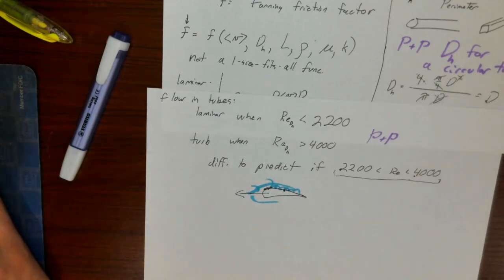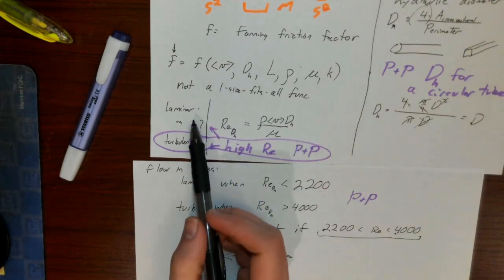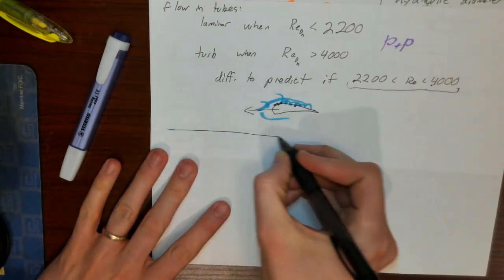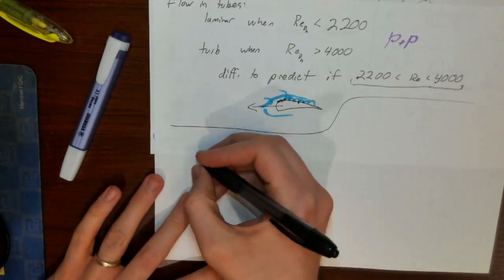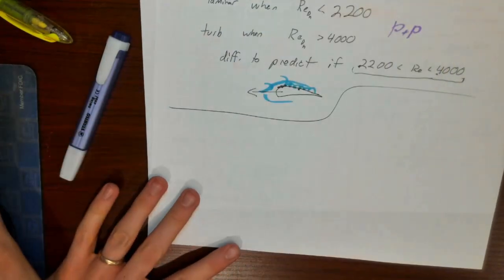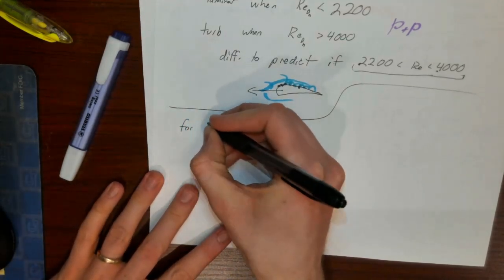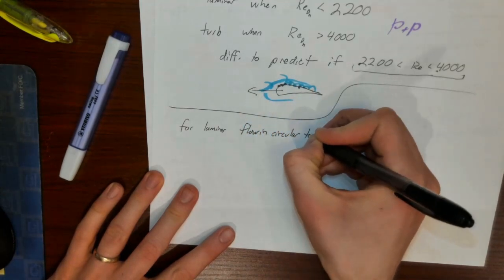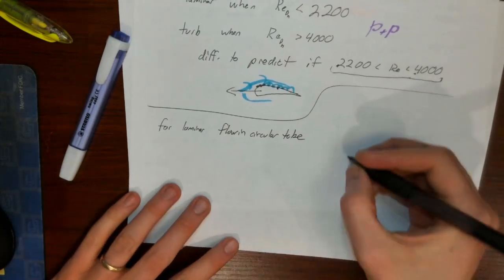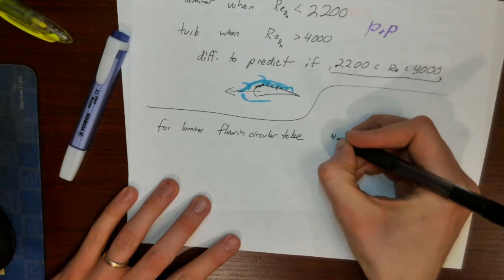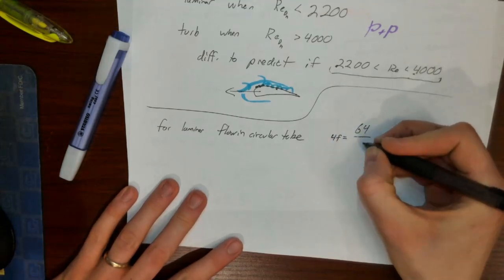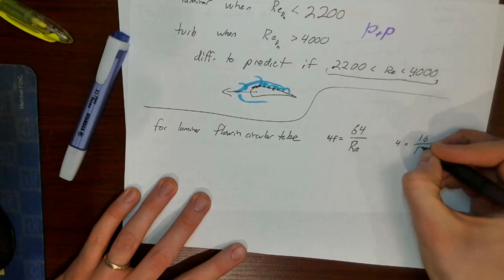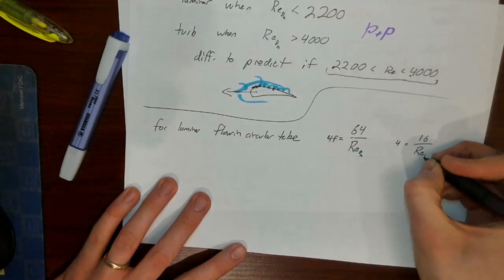All right, so I told you that we would have two separate functions, one for laminar and one for turbulent, for flow through tubes. Actually, I'll give you laminar flow first. For laminar flow in a circular tube, the friction factor, 4F, is equal to 64 over the Reynolds number. Or just F by itself would then be equal to 16 over the Reynolds number. And that's a Reynolds number based on D sub H.